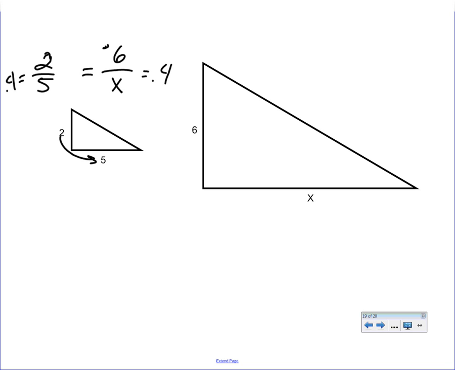So 6 divided by something gives me 0.4. Well, it's got to be a bigger number down there. And you could play around. Eventually, you would do 6 divided by 0.4. Replace the x, and that's going to equal 15. So no matter how you do it, 6 and 15, 2 and 5, whether you use scale factor or ratio, you get there.